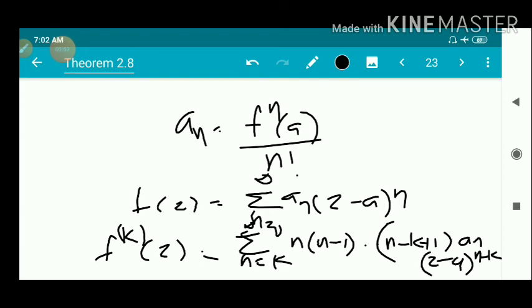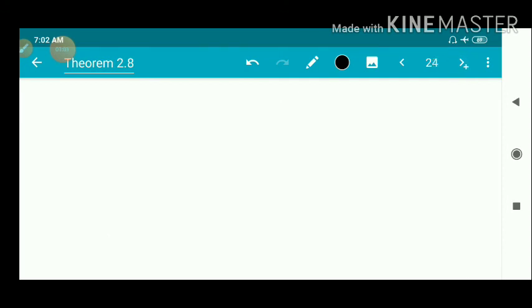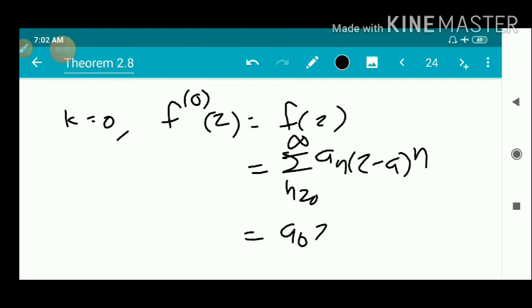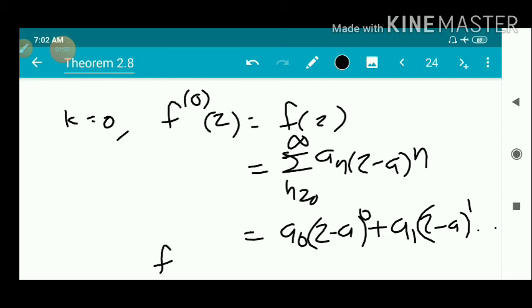By substituting the values for k we get each value of a n. K equal to 0, then f 0 of z equal to f of z itself. The 0th derivative means the function itself. So sigma n equal to 0 to infinity a n (z minus a) whole raised to n, that's equal to a0 into (z minus a) whole raised to 0 plus a1 into (z minus a) whole raised to 1, etc. So f 0 of a equal to the first term a0 itself. It is f 0 of a equal to a0.